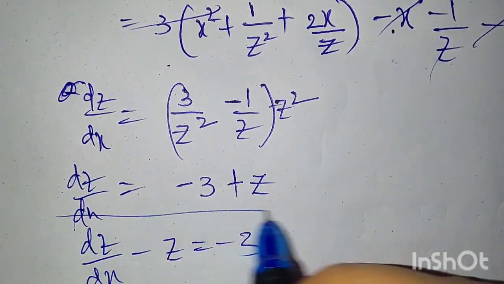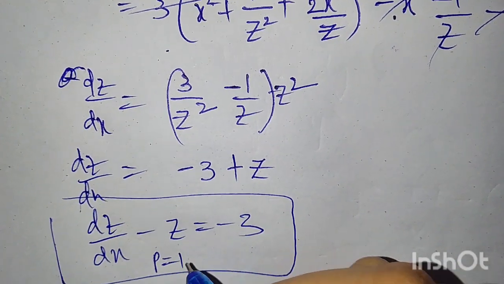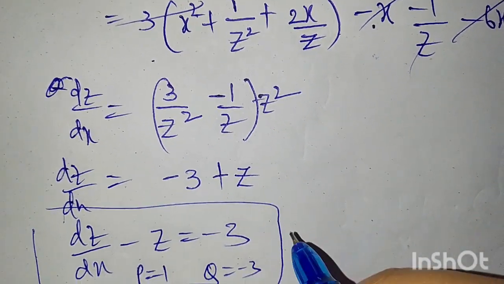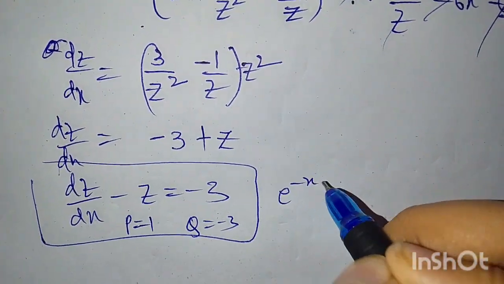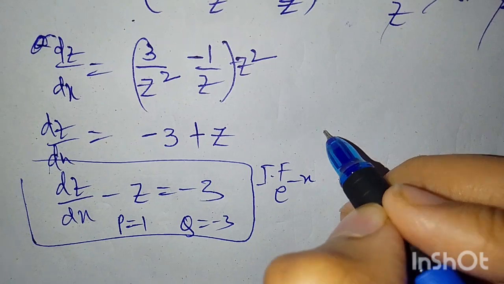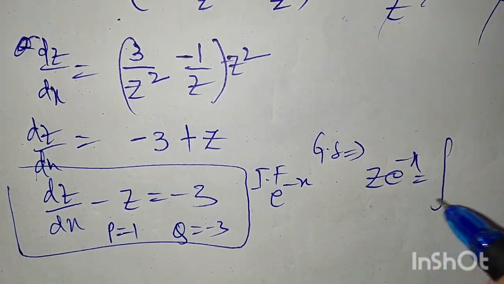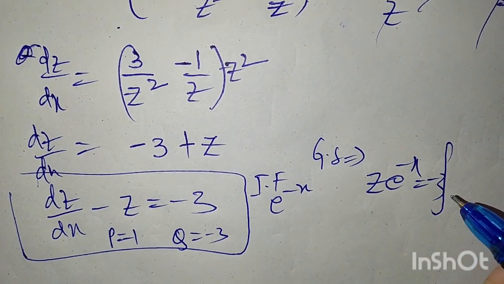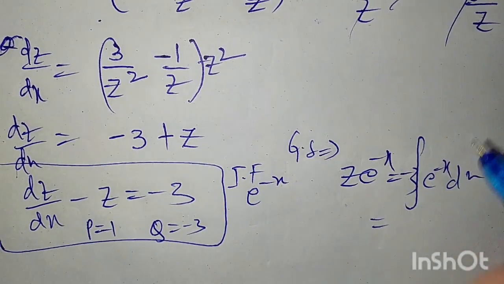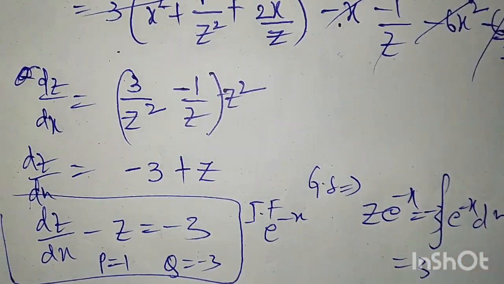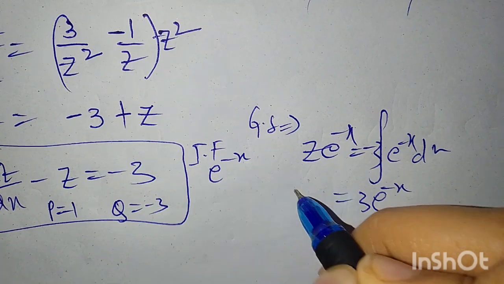So what is integrating factor? E power integral p dx, so it will be e power minus x. So integrating factor is e power minus x. So general solution will be z e power minus x is equal to integral of q, minus 3, and integrating factor e power minus x dx. So minus will come out. So 3 e power x, e power minus x, z e power minus x, which we can write as z is equal to 3 plus c e power minus x. So this is your z.